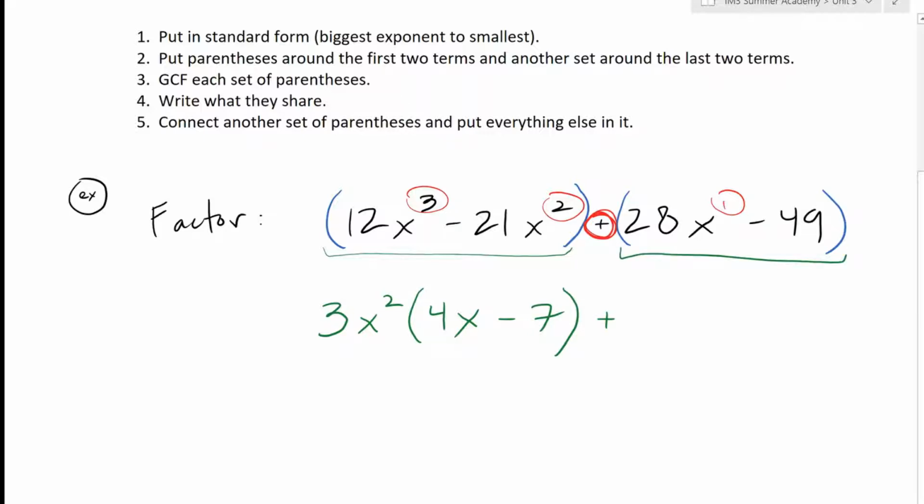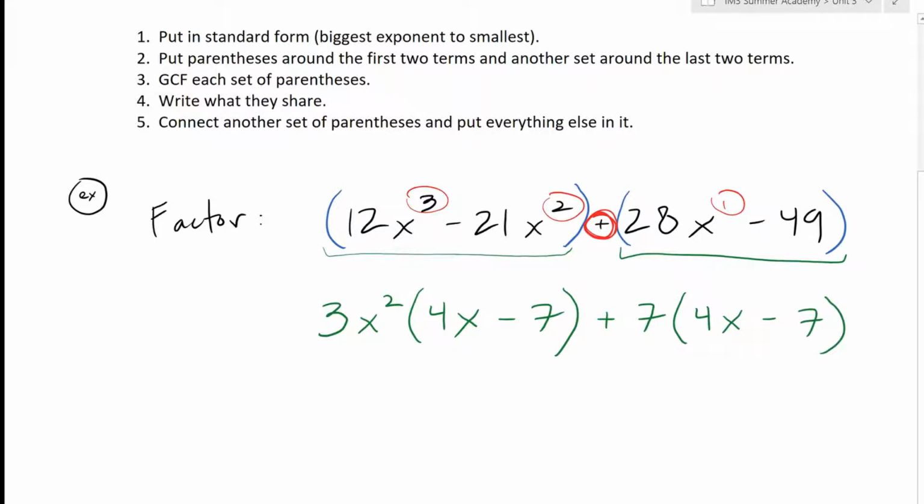Plus, let's do the same thing over here. Let's GCF this. Between 28 and 49, they both share a 7. We have an x and no x, so they don't share any more x's. So let's see what's left. 28 divided by 7 is a 4. Still have an x, minus 49 divided by that 7 out, still has a 7.